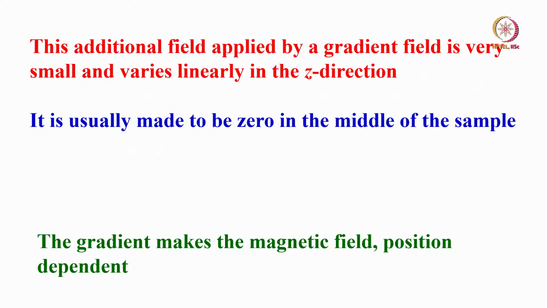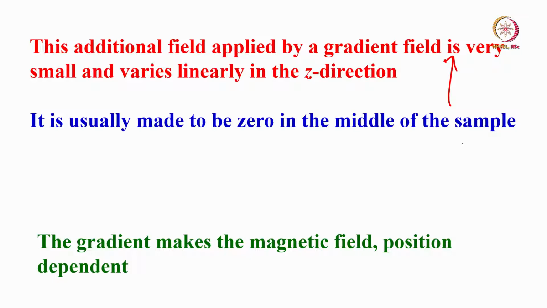This additional field applied by the gradient is very small, and we can vary it linearly. It is in fact designed to vary linearly along the z direction. We have a z coil, a z gradient. Of course, we have gradient coils for x, y, etc., but for our interest we do not have to worry about the x and y gradients. We select the z gradient. The additional field applied by the gradient coil varies linearly in the z direction.